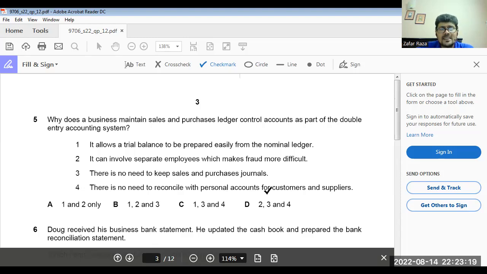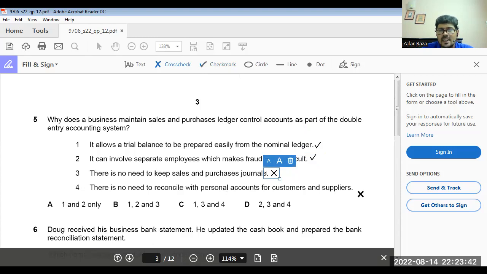Why does a business maintain sales and purchase ledger control accounts as part of the double entry accounting system? Okay. Now, it allows a trial balance to be prepared easily from the nominal ledger. Yes. It can involve separate employees, which makes fraud more difficult. Yes. There is no need to keep sales and purchase journals? No. It's not the use of purchase ledger and sales ledger control accounts.